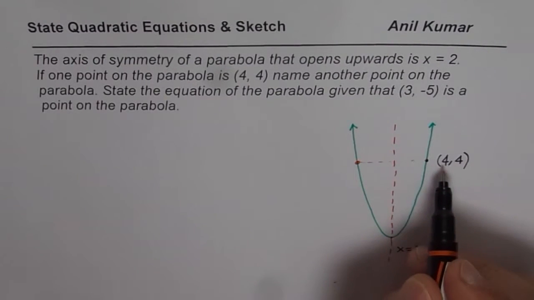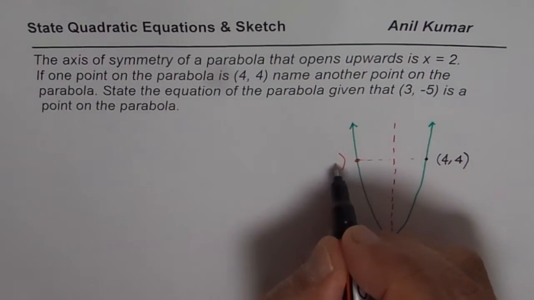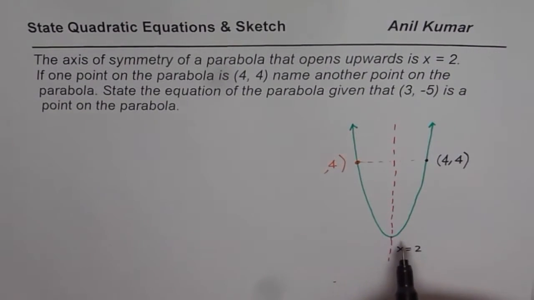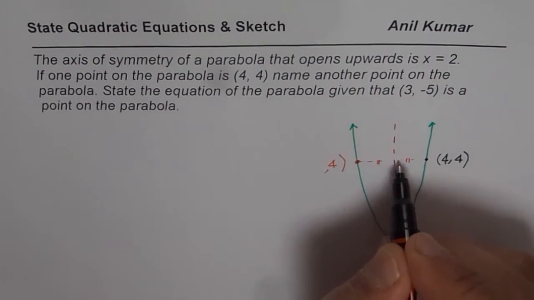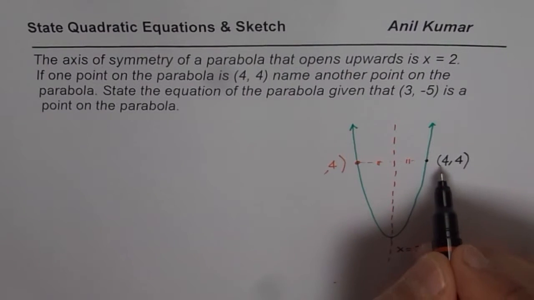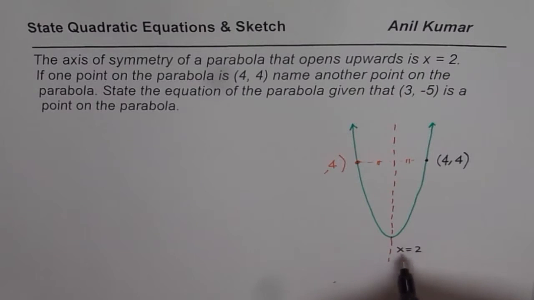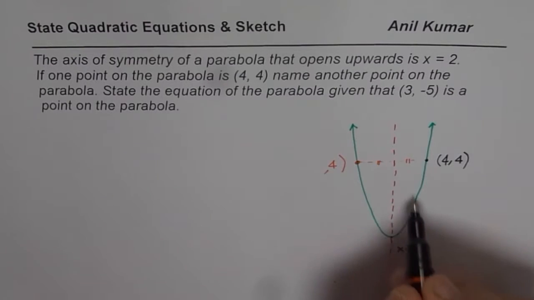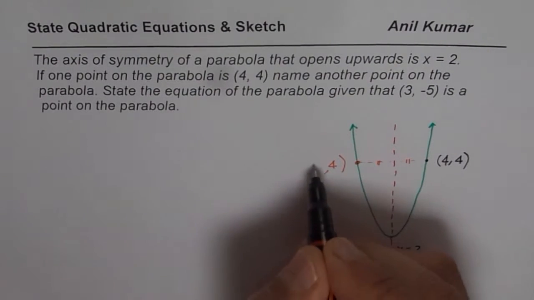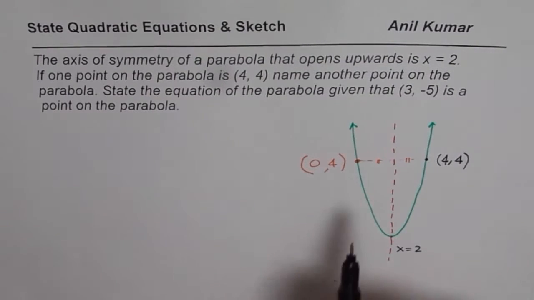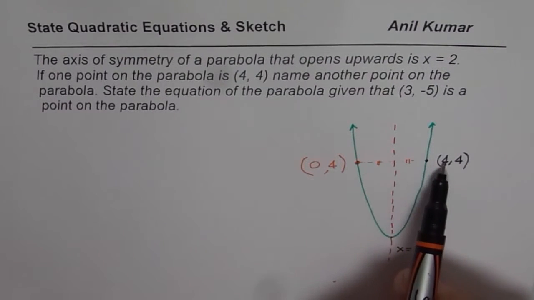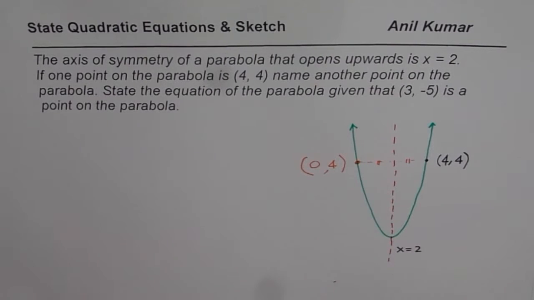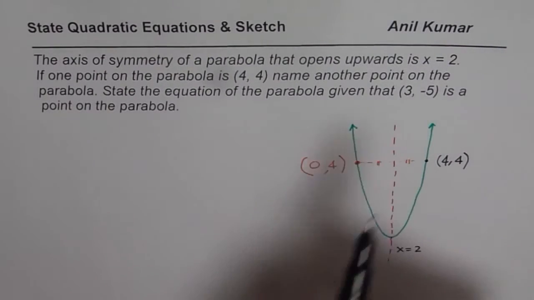So the answer here is the y value remaining the same, which is 4, and the x value is the same distance away from the axis. So the axis is 2, so it is 2 away. So 2 away on this side will be, first you do 4 minus 2, right? That's the difference. So it is 2 minus 2 as 0. I hope you get the concept. Now the midpoint of 4 and 0 is 2. Do you understand? So the axis is the midpoint between the two mirror images. So we get the first solution to name another point on the parabola.